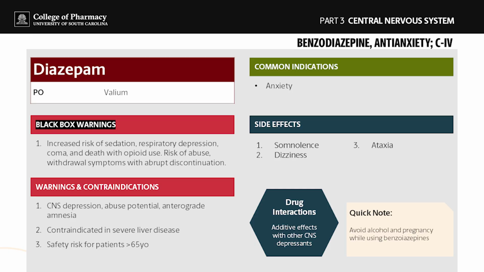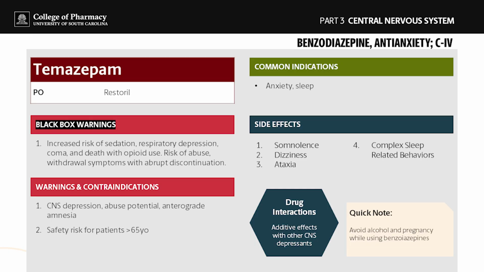Common indication, anxiety, side effects, somnolence, dizziness, and ataxia, along with all the same quick notes, black box warnings, and contraindications. Another benzodiazepine, Lorazepam. All these should be sounding quite a lot alike. It's indicated for anxiety. The brand name is Ativan, Lorazepam, Ativan. I think that A in there helps. It has similar side effects, black box warnings, and contraindications. So just note that all of them do.